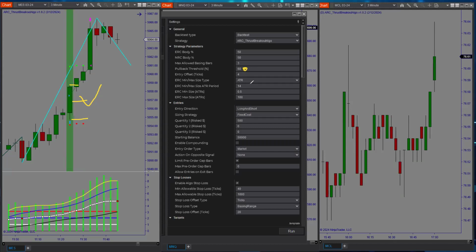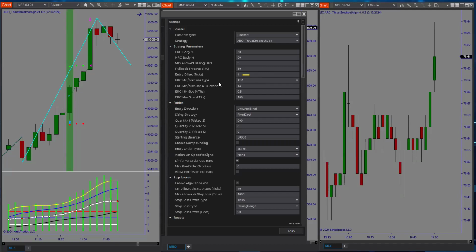Entry offset. If you get too low on this number, you get all of the trades and maybe a little early, and that's not always a good thing. So if you find yourself getting too many trades, it's getting in too early, that sort of thing, you can always bump this up to filter out some of the trades. But then, of course, that increases the size of your stop. So keep that in mind if you're using the algo for your stop placement.